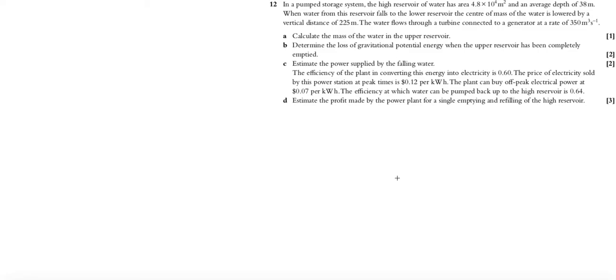The water flows through a turbine connected to a generator at the rate of 350 meters cubed per second. Calculate the mass of water in the upper reservoir. Mass of water, I hope you remember, is density times volume. The density of water, if it's not given, is 1000 kilograms per meter cubed. So you have to find the mass by multiplying surface area times average depth times density in kilograms per meter cubed.